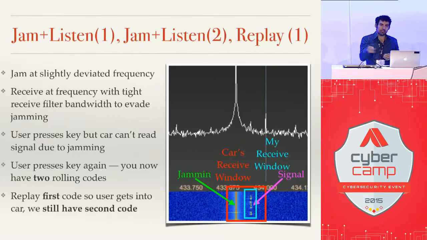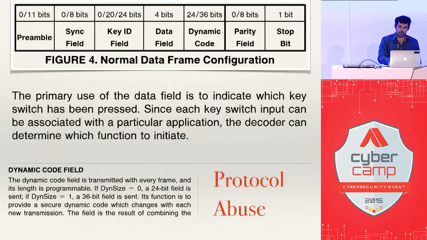So because I'm replaying the first code upon your second try, I now let you into your car where you can drive away, and I have a code in the future that your car will respect, and then I can replay that. So using this, we can easily exploit a car.